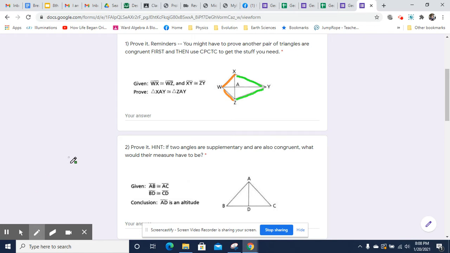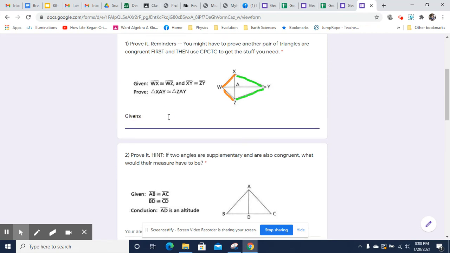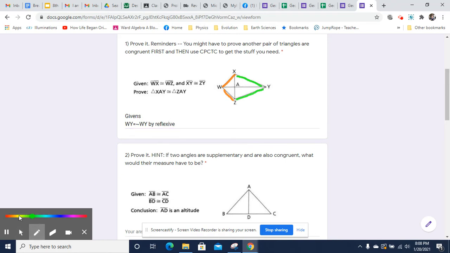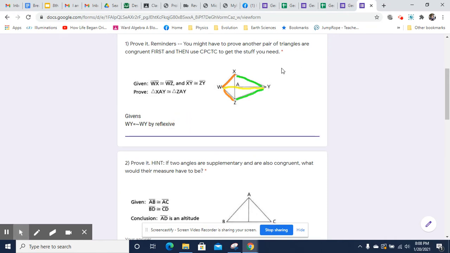Okay, so let's look at what we have. We can very easily prove WXY and WZY are congruent. After the givens, we just need to say that WY is congruent to WY by reflexive. Okay, and once we've done that, let's label that detail. So there we go. WY is itself. Once we have that, now we can prove that triangle WXY is congruent to triangle WZY by side, side, side.